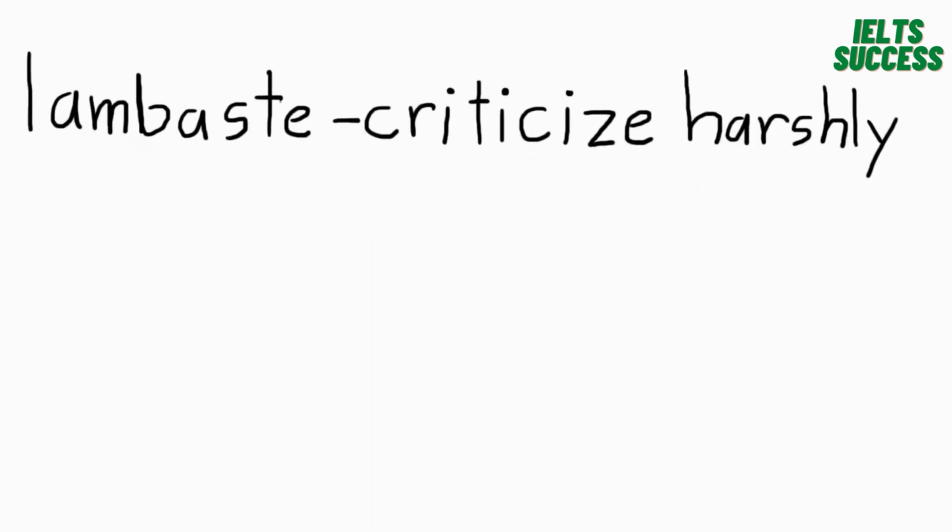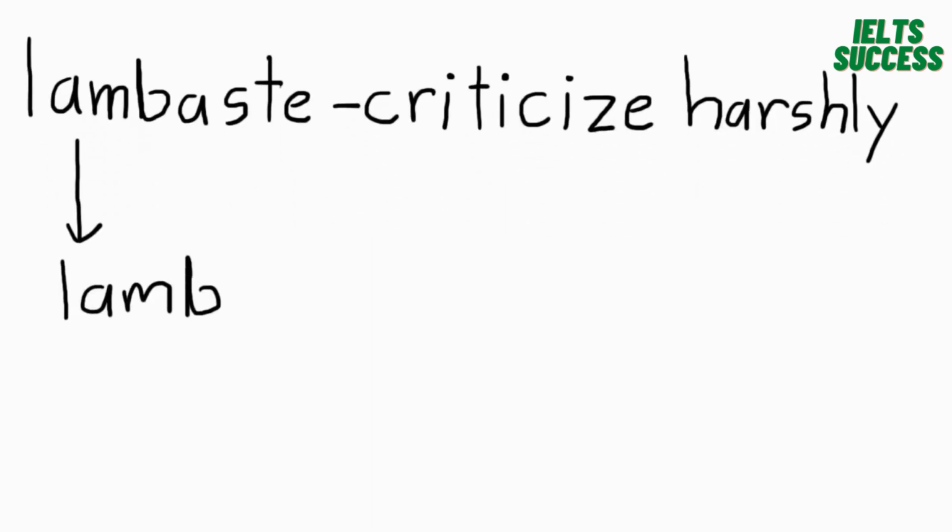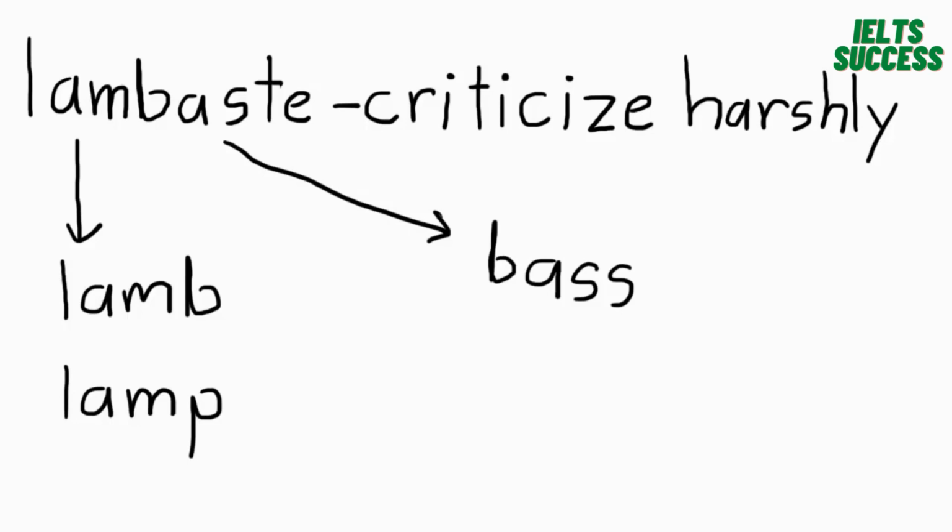Suppose we want to memorize the word lambaste, which means to criticize someone or something harshly. For the first syllable, lamb, we can use lamb, the animal, or lamp, the thing that generates light, as the substitute word. Now for the second syllable, baste, we can use bass, the musical instrument.